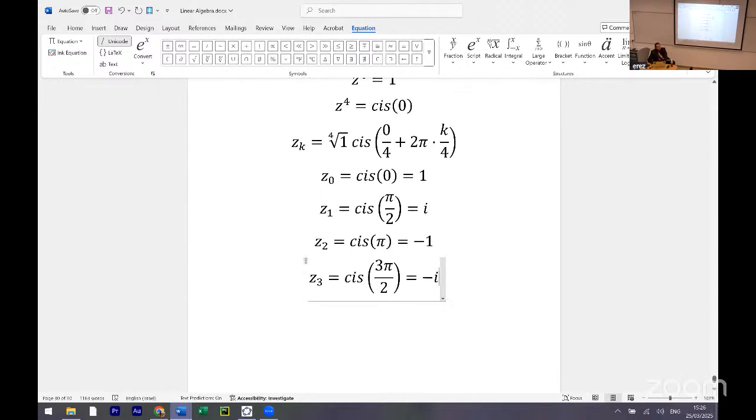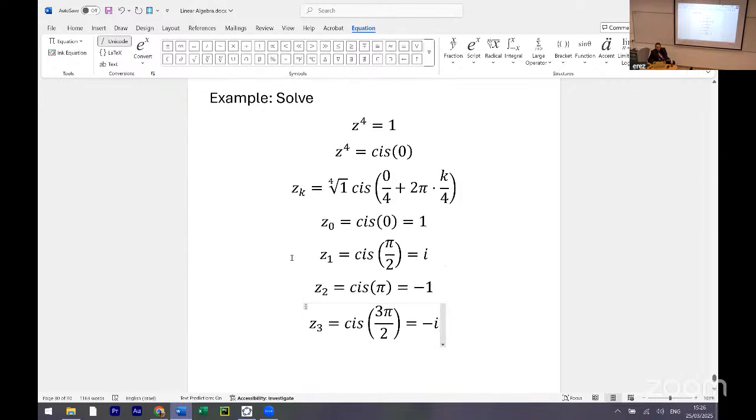So I like this example because one can see easily that we find true solutions to the equation without any complicated algebra. Any questions so far?